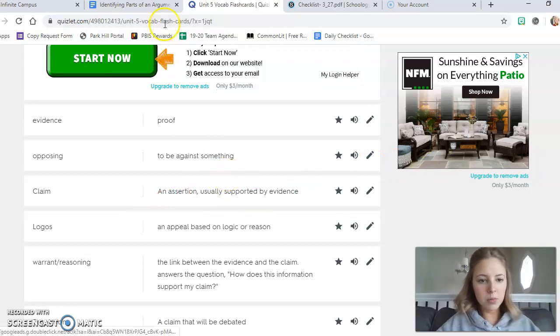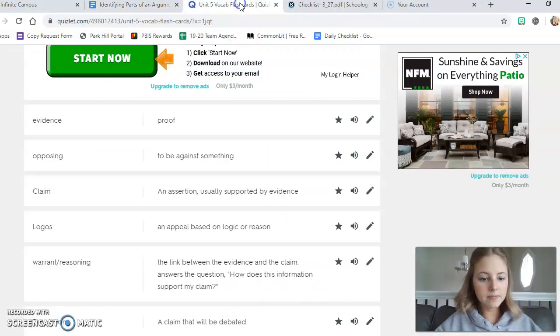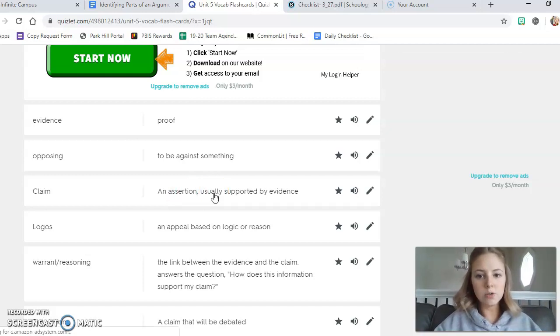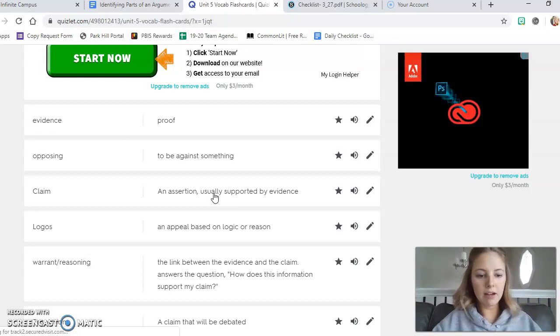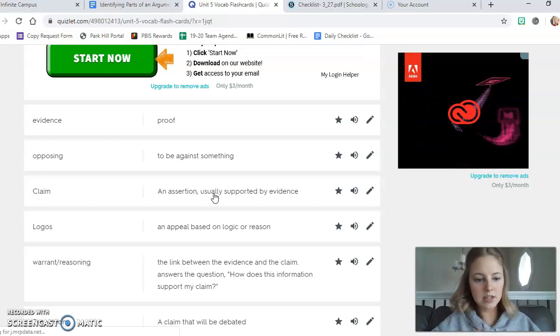So we're going to be, as you can see here, what do they mean in your own words? We're going to be putting these in our own words. This original definition: an assertion, usually supported by evidence. So an assertion, to assert something. Go ahead and start thinking about how you might put that in your own words. To assert something. What is that talking about?